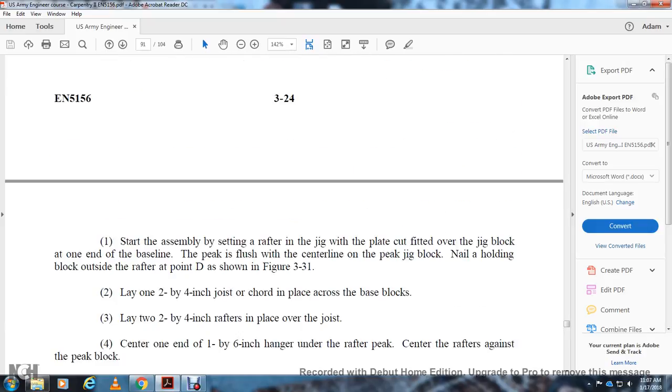Start the assembly by setting the rafter jig plate, with the plate fitted over the jig block at one end of the baseline, peak flush from the center line with the jig peak block, but not holding the block outside of the rafter on point G. Point D is shown in figure 331.